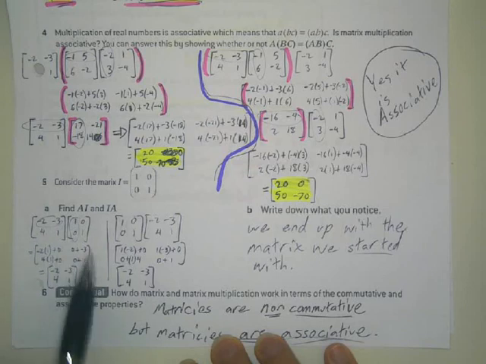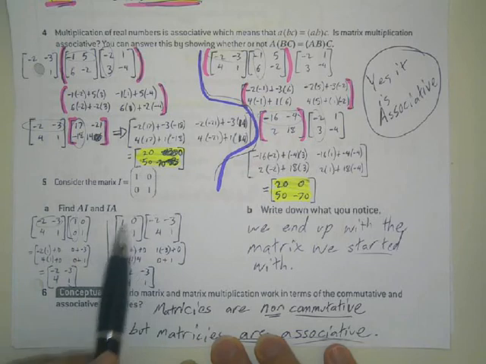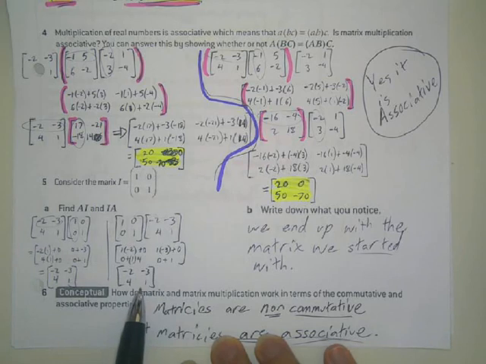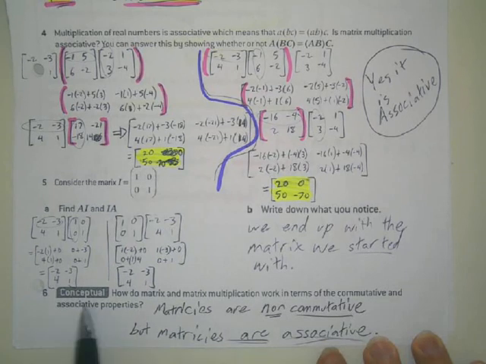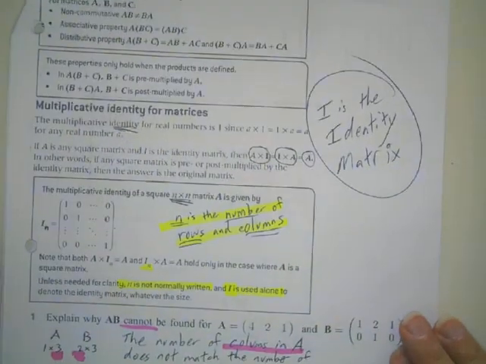Whenever you multiply any old matrix by its identity, you will end up with the matrix you started off with. And it doesn't matter the order here. I could have the identity first and then the matrix, and I will also get what we started with. Okay, so conceptually, what have we just figured out? Matrices are not commutative, but they are associative. Okay, so there we go. Hit pause if you needed to check things out.